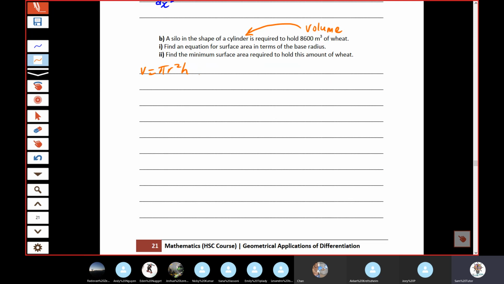V equals pi r squared h. Okay. And it says surface area. You were saying, Fiona, surface area is 2 pi r squared plus 2 pi r h, because the 2 circles and the curved bit times h.